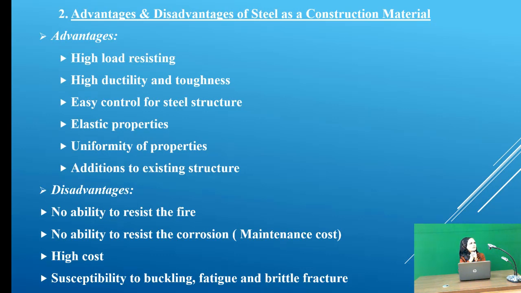After we look at the concepts, we should understand them before we begin design of any structure. Now we go to discuss the advantages and disadvantages of steel as a construction material. We begin with its advantages, which can be summarized as high load resistance, high ductility and toughness, easy control of steel structures, elastic properties, uniformity of properties, and ease of addition to existing structures. The disadvantages are that steel structures have no ability to resist fire and no ability to resist corrosion. These two points lead to high cost of fire protection and maintenance, and susceptibility to buckling, fatigue, and brittle fracture.